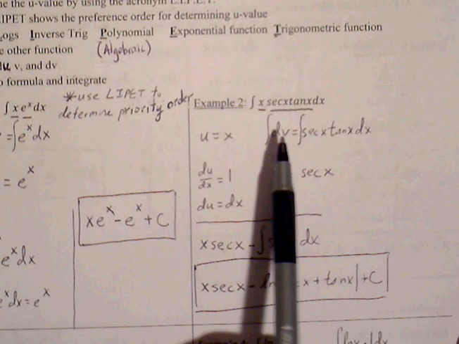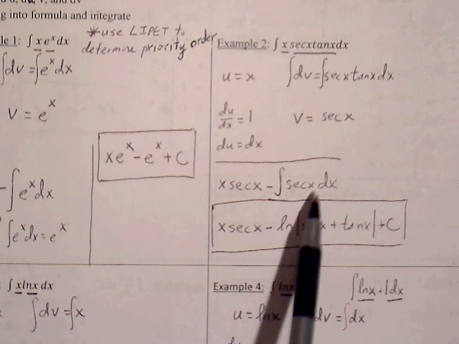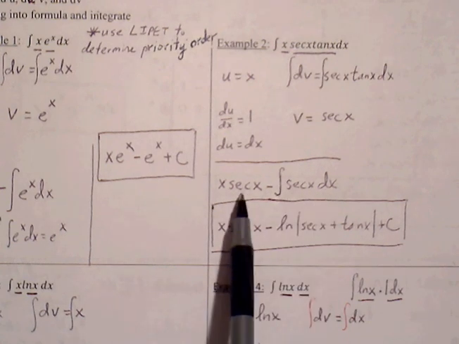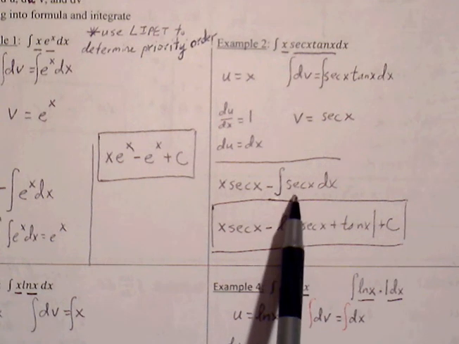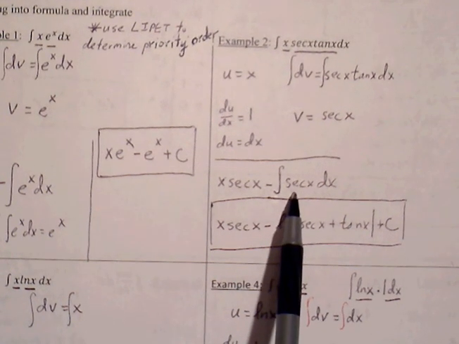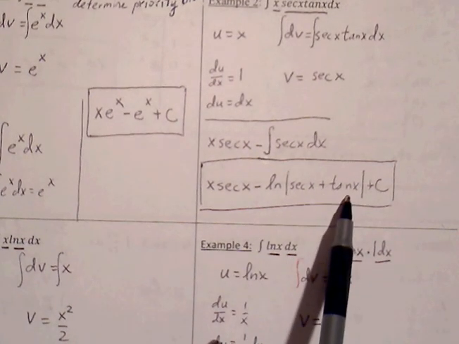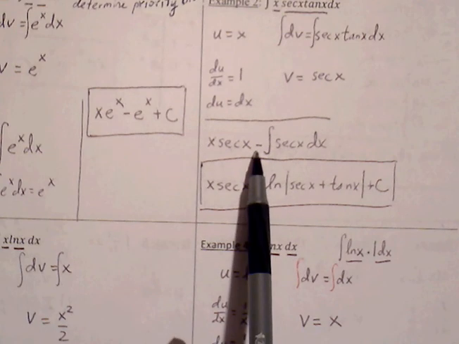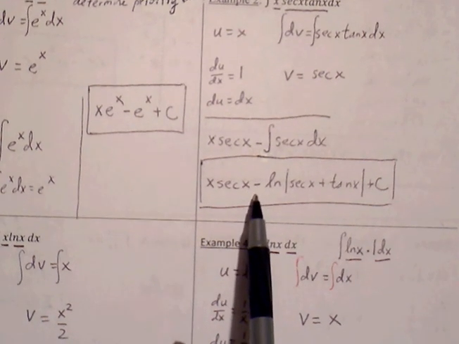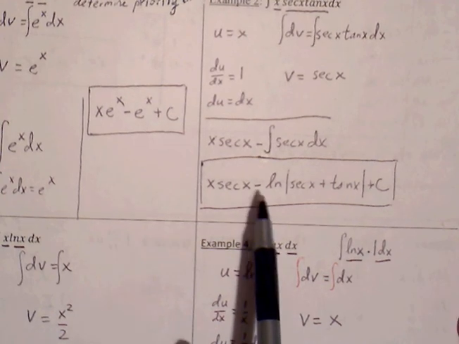Okay, so we have all our pieces here, so we can plug in. We have u times v minus the integral of v times du. Okay, this portion is done. Now we just have to take care of integral of secant. And integral of secant, which was learned recently, is natural log of secant plus tangent, okay, plus c. We don't want to forget that there's a minus associated with the integration by parts rule, so we have to include that.